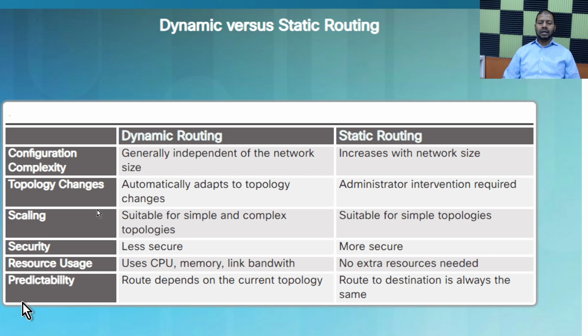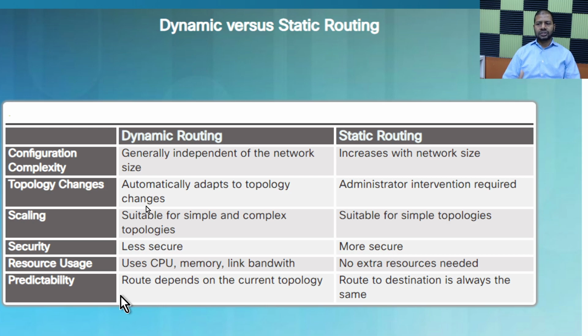Okay. Now, resource usage. Dynamic routing has a disadvantage because it has to talk to all other routers and always share information to update the routing table. It will use more CPU, more memory, more bandwidth, and static routing is not doing that. So there's no question of extra CPU, memory, or bandwidth use. Predictability. Routes depend on the current topology. So depending on what has happened recently to the network, how the network has changed, it depends on the current topology.